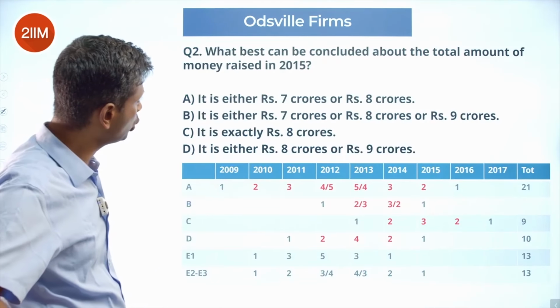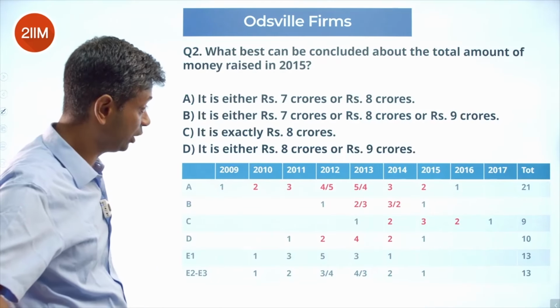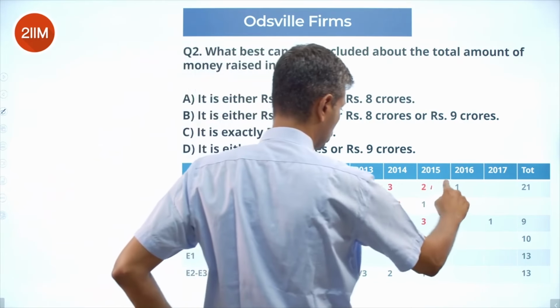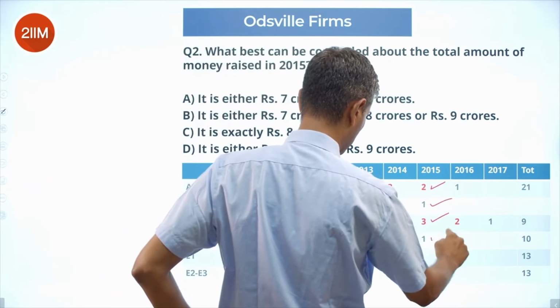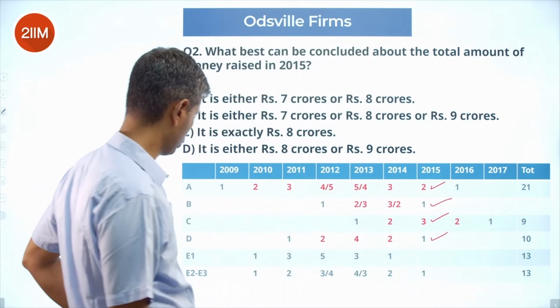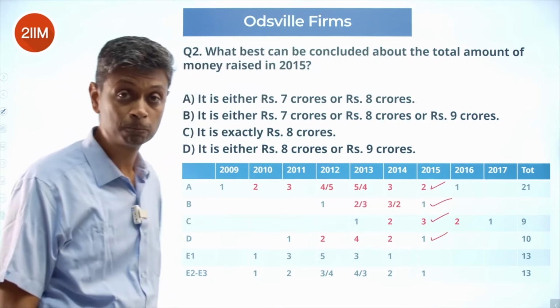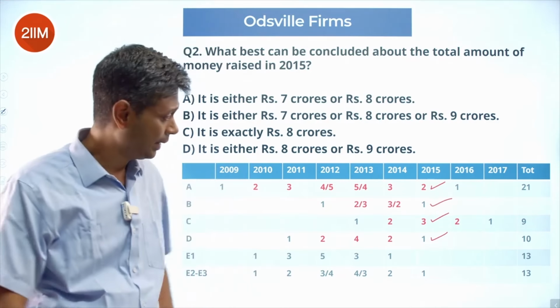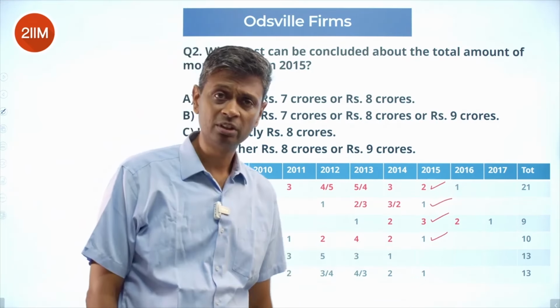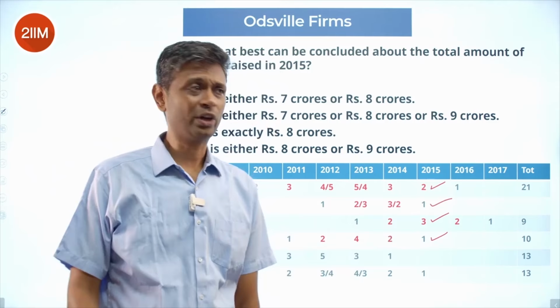What can be concluded about the total amount money raised in 2015? 2015, 2, 1, 3, 1 is there for sure. 2, 1, 3, 1, 2 plus 1, 3 plus 3, 6 plus 1, 7. 7 crores are there for sure. E could have been this possibility or this, 0 or 1, 7 or 8 crores.